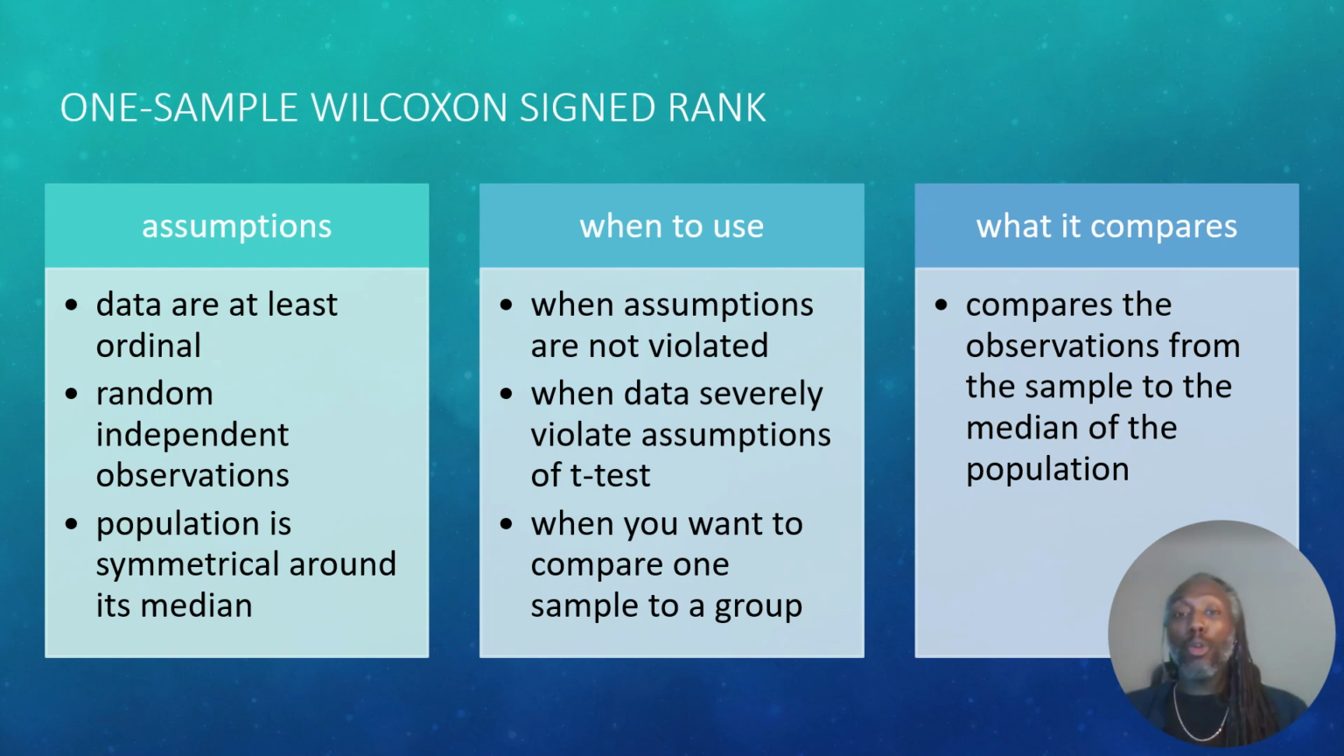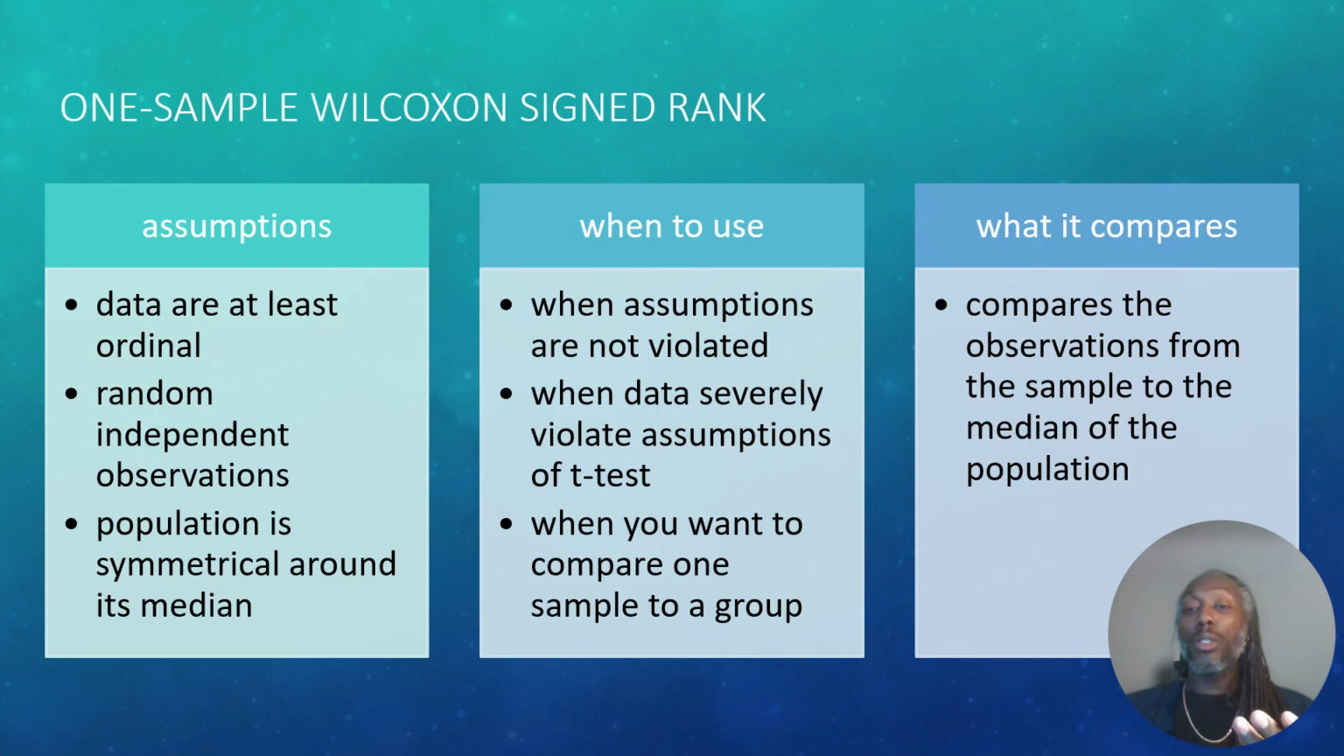Remember that the t-test is pretty robust against violations of normality. So if it's only a little non-normal, your data are slightly skewed to one side, then go ahead and use the t-test. But if it's drastically non-normal, then we can use the one sample Wilcoxon Signed Rank test. So you're still comparing one sample group to our reference population, but we're not comparing the means anymore. Now we're comparing the data in that sample to the median of the population.